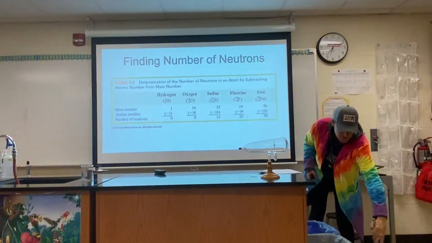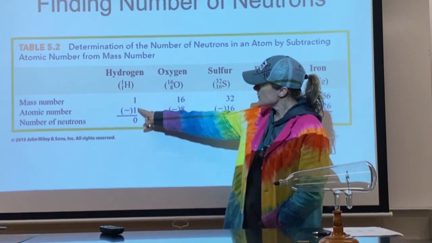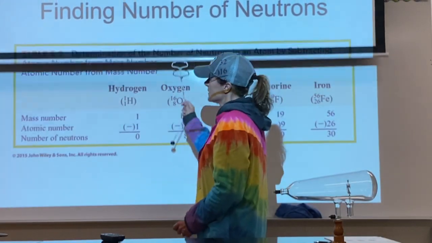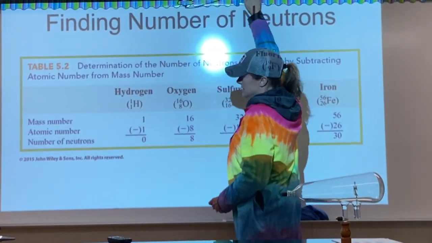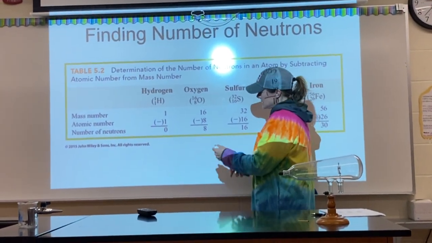But this is kind of in the way, isn't it? Are you able to see the table okay, Zoe? Yeah. Okay. So with this first one, let's do this so I can write on here. With this first one, mass number is the top one.